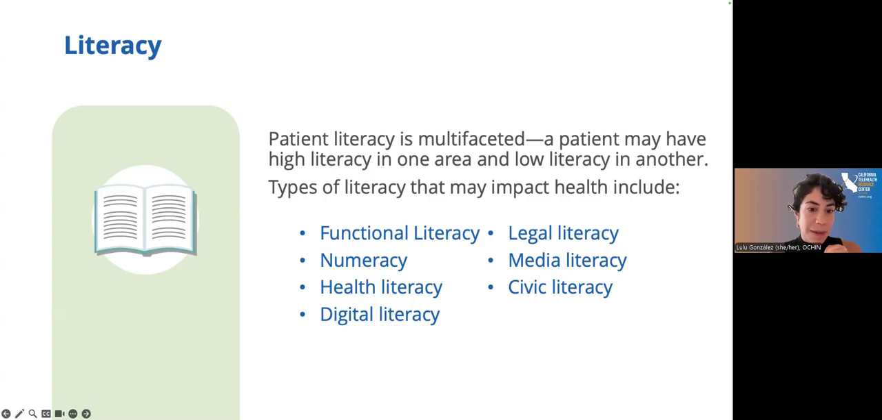Types of literacy that impact patient use of digital health tools include functional literacy, or the ability to read or write, either in English or in the preferred or native language. Relatedly is numeracy, or the ability to understand numbers, perform simple math, or apply numerical concepts. And then there's health literacy, the ability to seek out, understand, and apply information to manage health. This can impact preventative health, chronic disease management, medication adherence, and other health-related decision making.